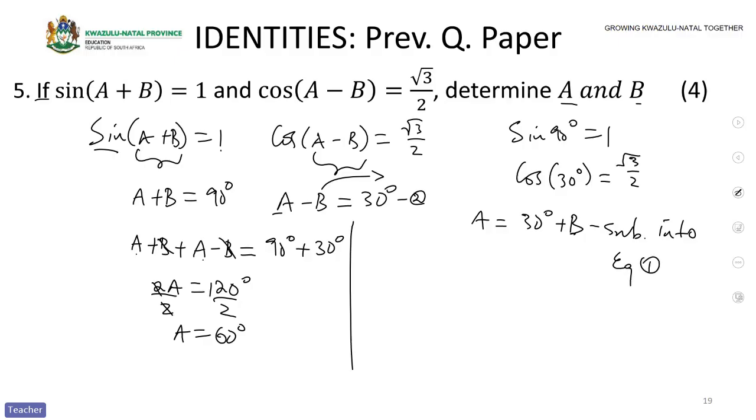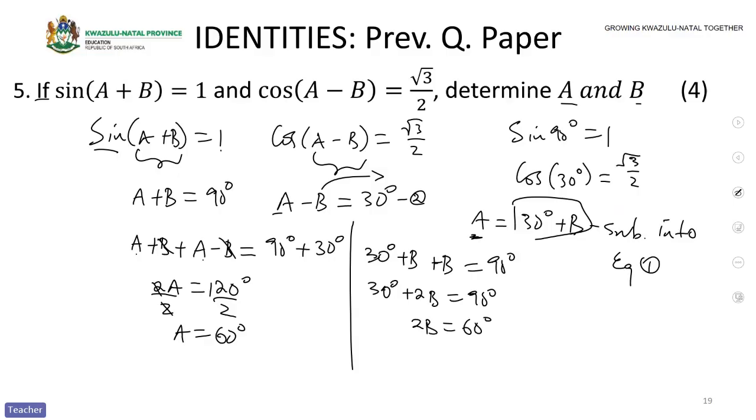So therefore, whenever I see A, I don't see A, but I see 30 plus B. So therefore, equation 1 will be read as what now? Equation 1 will be 30 degrees plus B plus B is equal to 90 degrees. So therefore, this will be what? It will be 30 degrees plus 2B is equal to 90 degrees. Through additive inverse, 2B is equal to 60 degrees, divided by 2 on both sides. So therefore, B equals to what? Equal to 30 degrees.